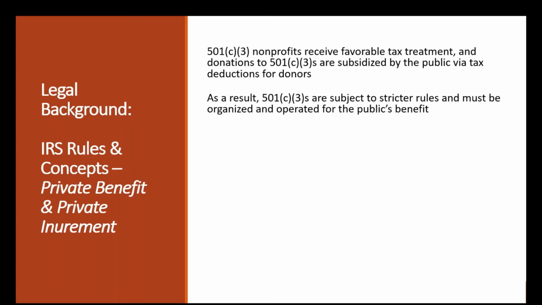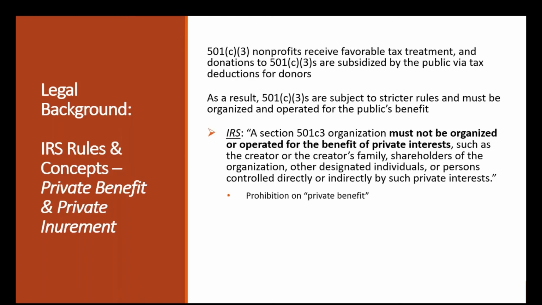So as a result, under the Internal Revenue Code, 501(c)(3)s are subject to stricter rules and must be organized and operated for the public's benefit. And two concepts that flow out of that are, first of all, a prohibition on what we call private benefit. So a Section 501(c)(3) organization must not be organized or operated for the benefit of private interests. And there's a whole list of private persons, but that's a general prohibition or a general concept.